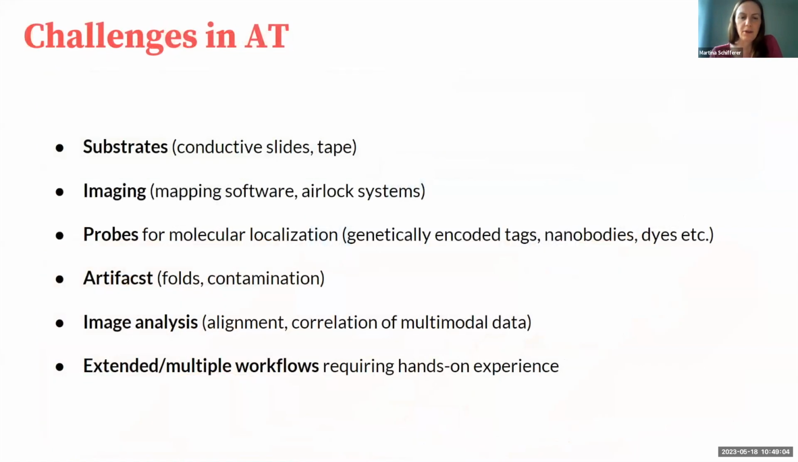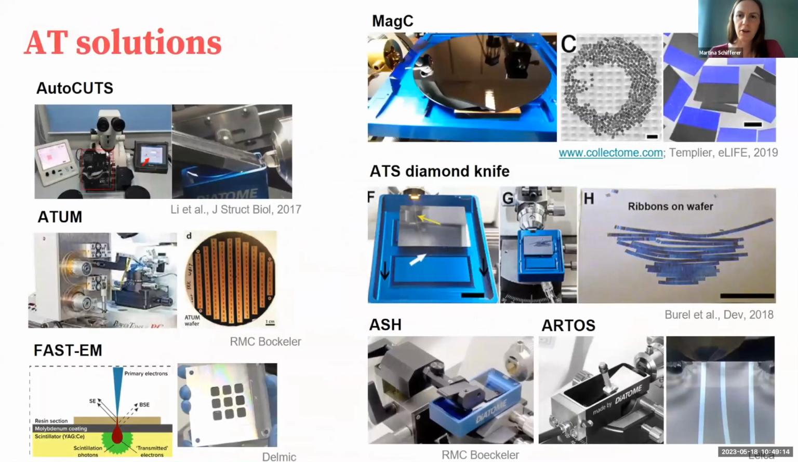And there are also multiple workflows, which is nice because everyone can use their own workflow, but it would be nice to have good documentation and standardization of that. So this is just an overview. You saw some of that already today: the ATUM, but there is also the AutoCUTS, then there are the ASH and the RTOS for the solid support array tomography, and then there are bigger diamond knives. And you also heard that you can build your own diamond knife, and the MAXC. And there is also a new method from Delmic, FastEM, where you even use scintillator chips and another mode of imaging.